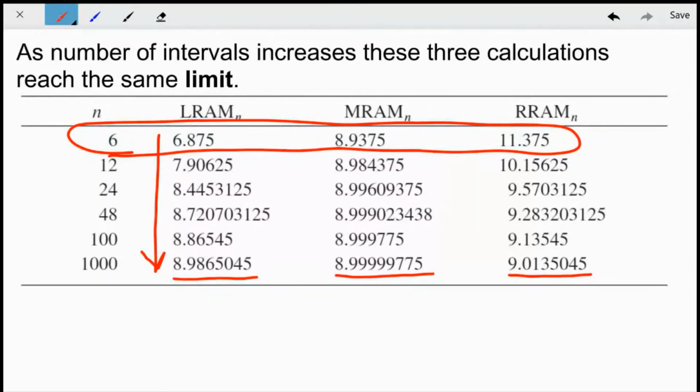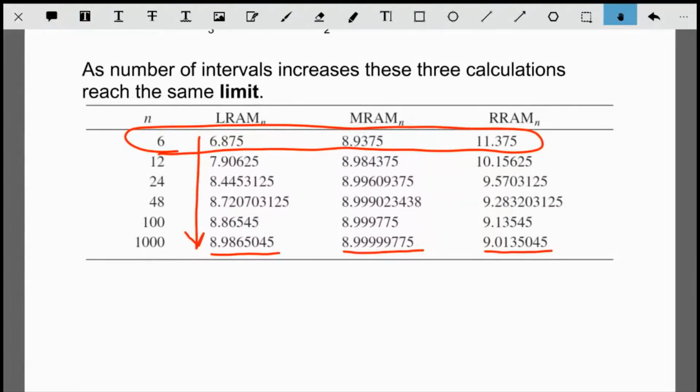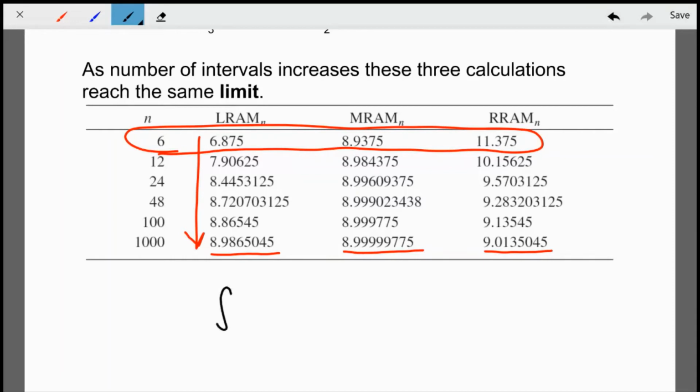So eventually, if I took the limit as the number of subintervals approached infinity, all three of these methods would converge to the same value. They would all approach exactly 9. That's actually what we're trying to get at. If we were to actually solve an integral, that's what we would be doing. We'd be taking the limit as the number of rectangles approached infinity, and then we could get the exact value of the integral. I'm going to show you how this would work because this is where we're heading. We would take the integral from 0 to 3 of t squared dt.